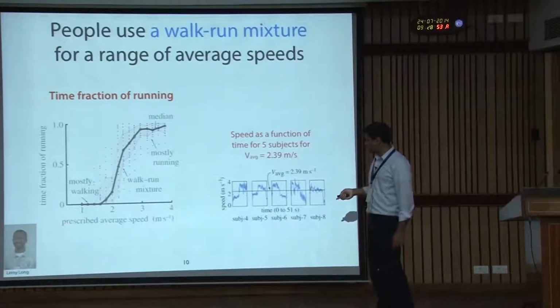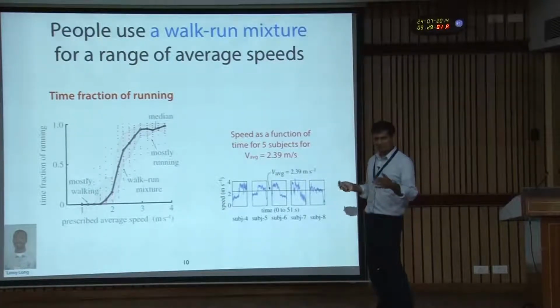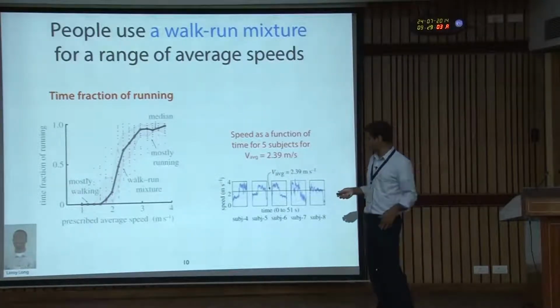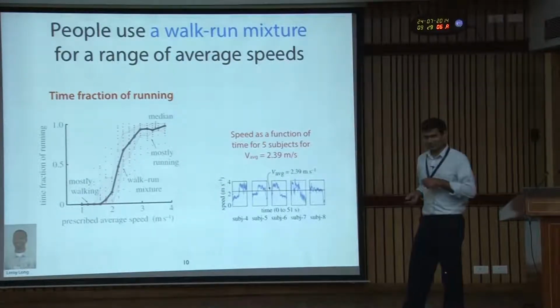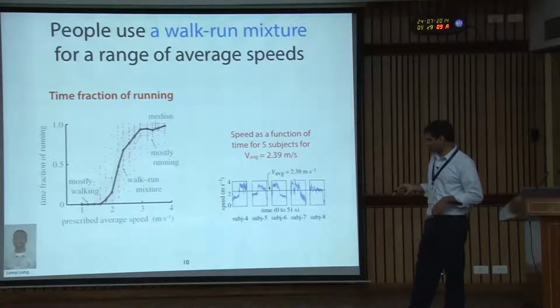This is the prescribed average speed on the x-axis. Low speeds, this is 1 meter per second, means that for a given distance, you give them a lot of time. And high speeds means for a given distance, you give them very little time, so they have to go fast. And on the y-axis is the time fraction of running.